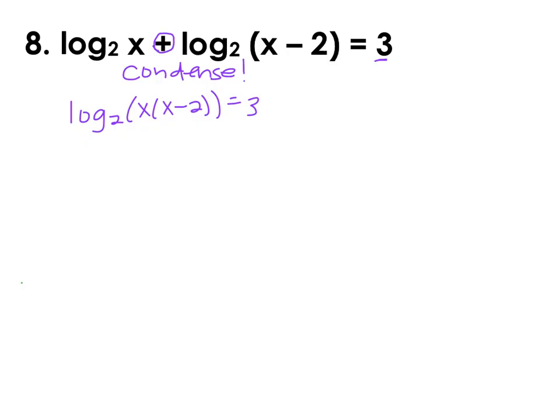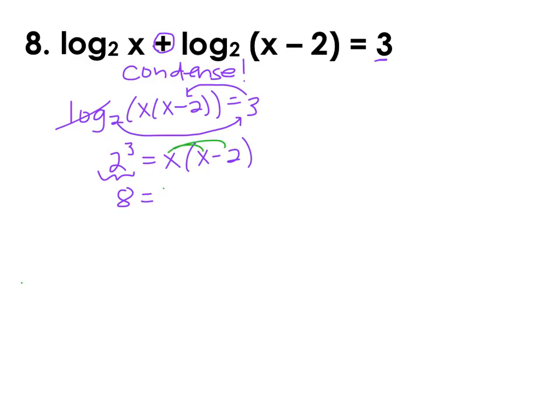Step 2 then, we're going to take our base of 2, and that allows us to cross off our logarithm. We're going to loop it to the third power, and then set it equal to the product of x times x minus 2. On the left-hand side, 2 to the third power, we can evaluate that. 2 times 2 times 2 is 8. Here's where it's going to be very interesting. If we have x times x minus 2, and we multiply them together, all of a sudden this becomes, oh yeah, quadratic.